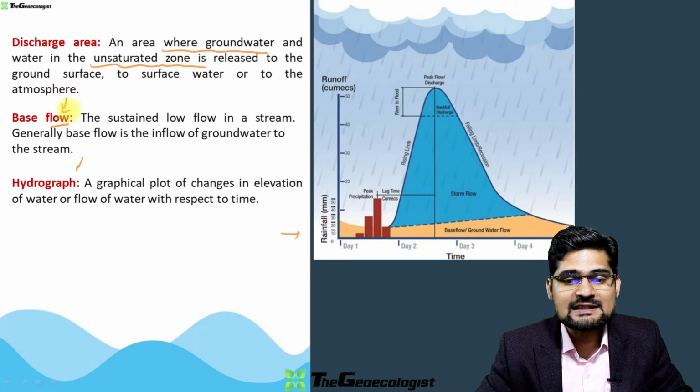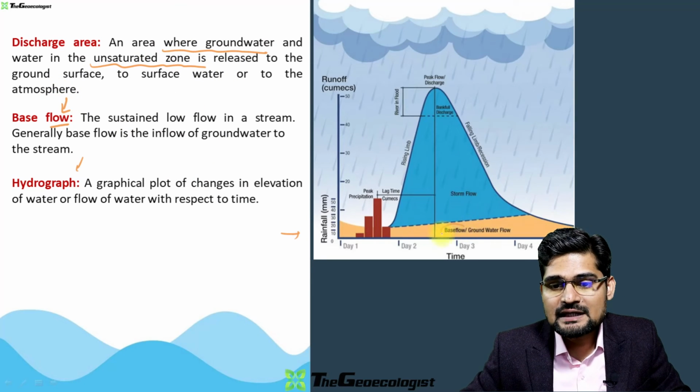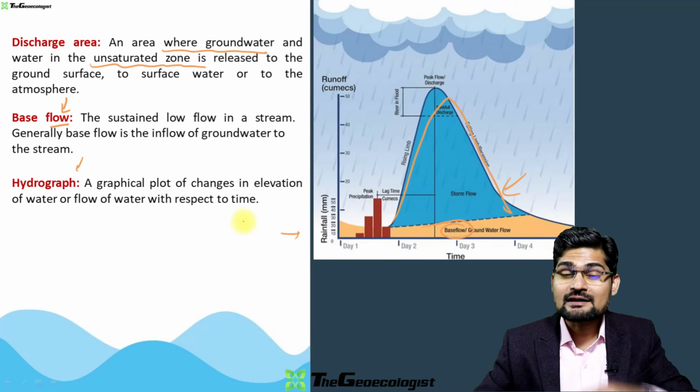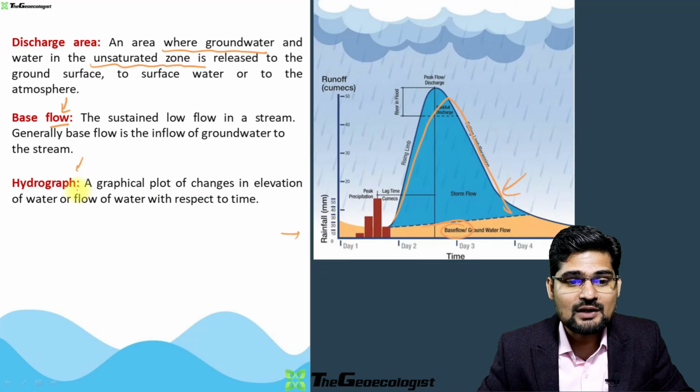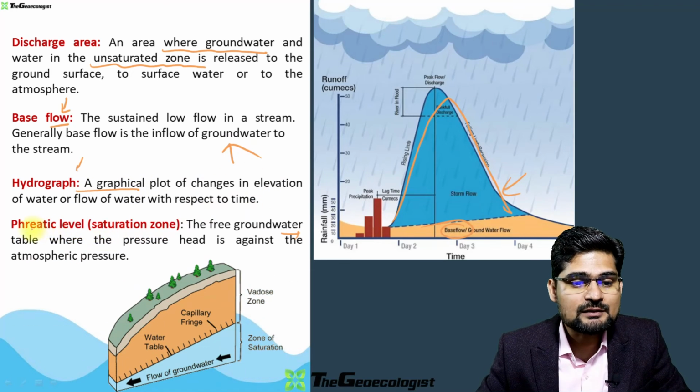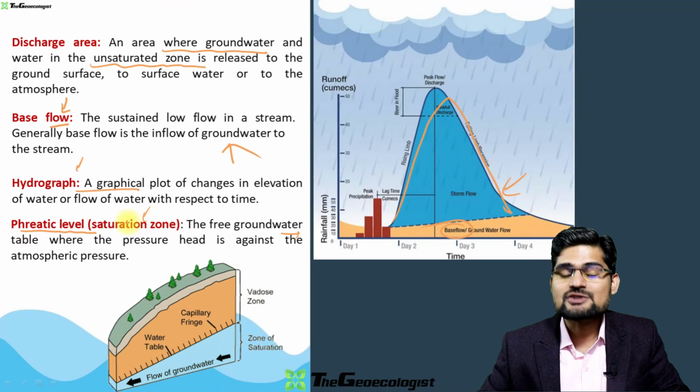And then you have base flow. So observe here, base flow is being listed here, and then this height is for storm flow. In a stormy situation, how the flow is there. So hydrograph gives us all these flowage, right? And then you have something called phreatic level, which is the saturation zone also.